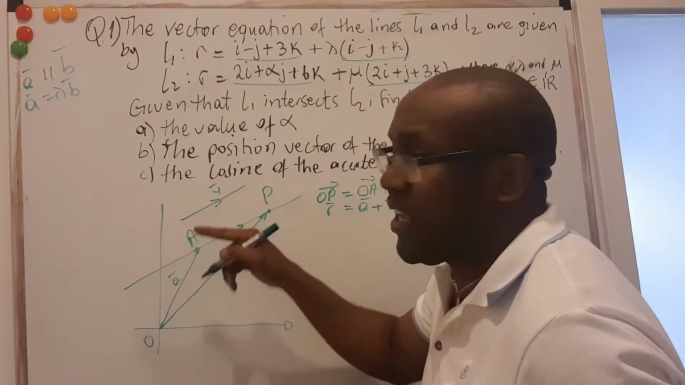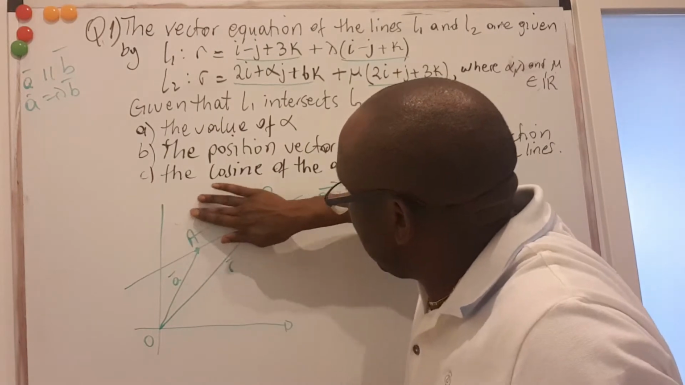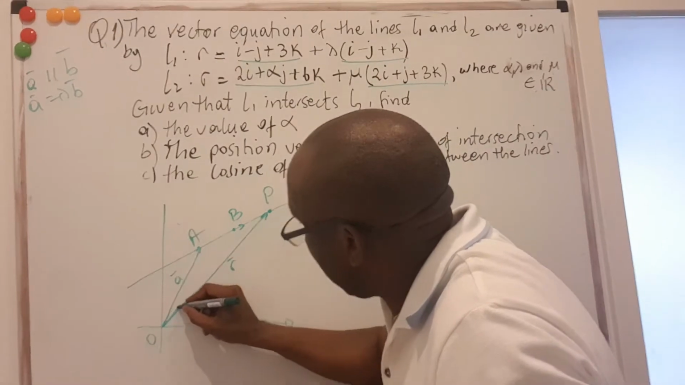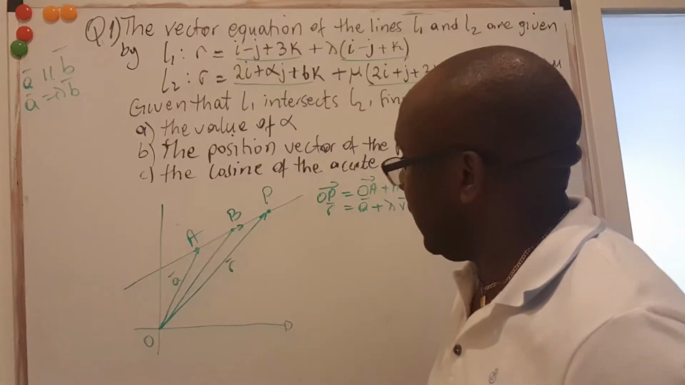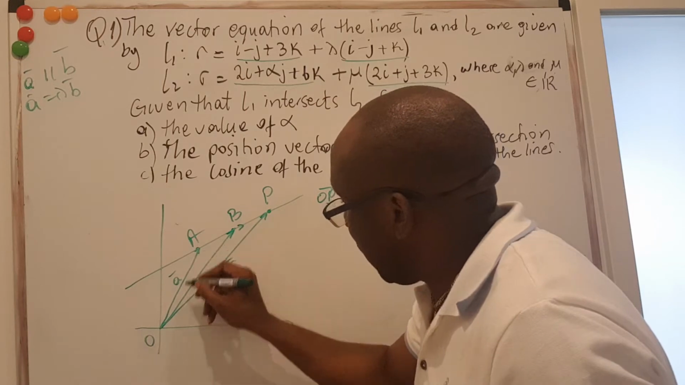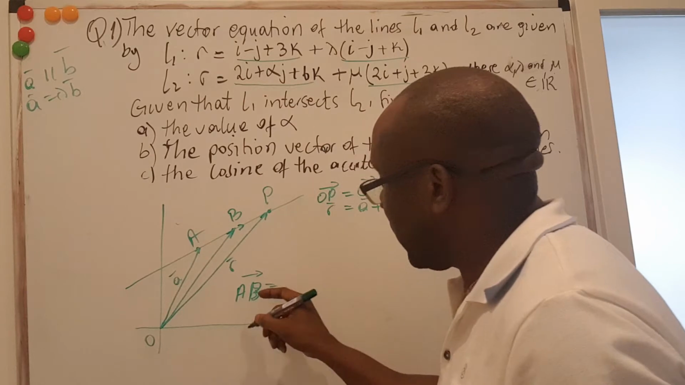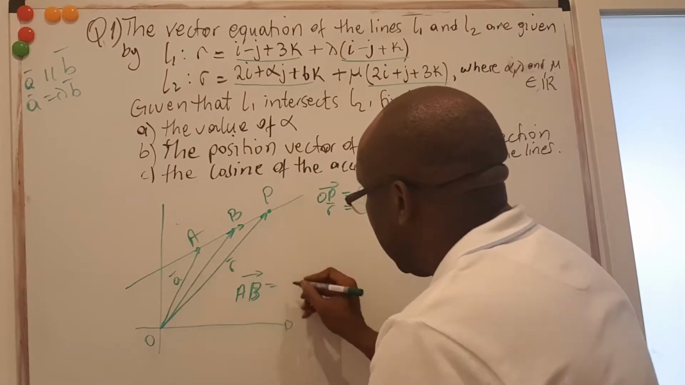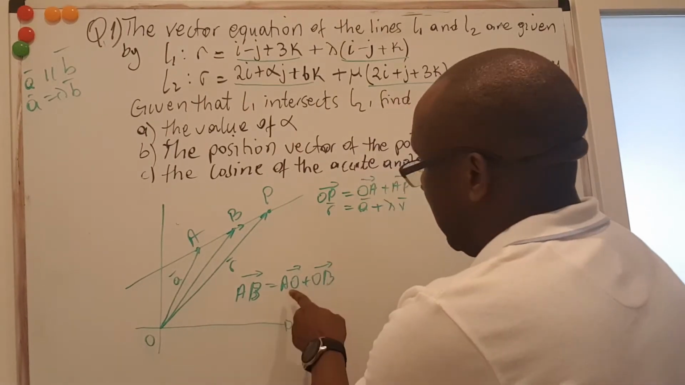Sometimes you may not have this given, but you are given 2 points on the line. For example, let's say that there's another point here called B, and it has a position vector OB. So I can look for the vector AB. The vector AB goes from A to B. This will be the direction there. AB vector is AO plus OB.